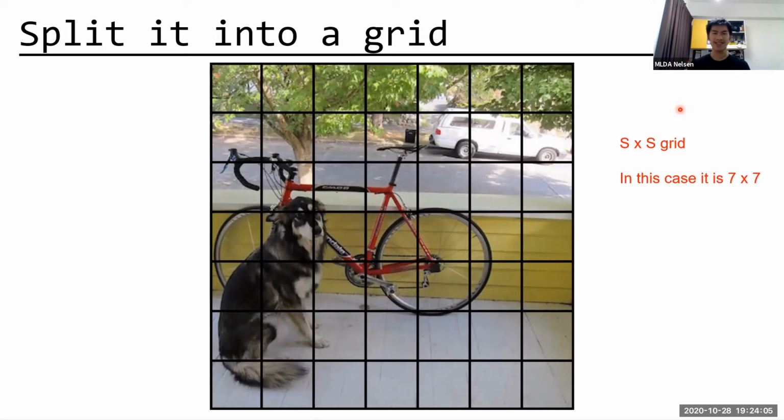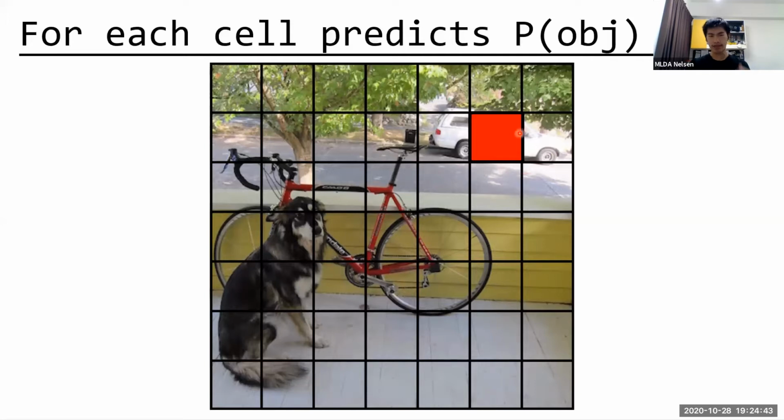An S times S grid means that, let's say the image is 400 and we divide it by 20, then there will be a 20 times 20 grid. In the YOLO paper, the image is divided into a 7 times 7 grid, and in our case we will use the one from the paper, which is 7 times 7. Then, for each grid cell, we try to see whether there's an object or not.